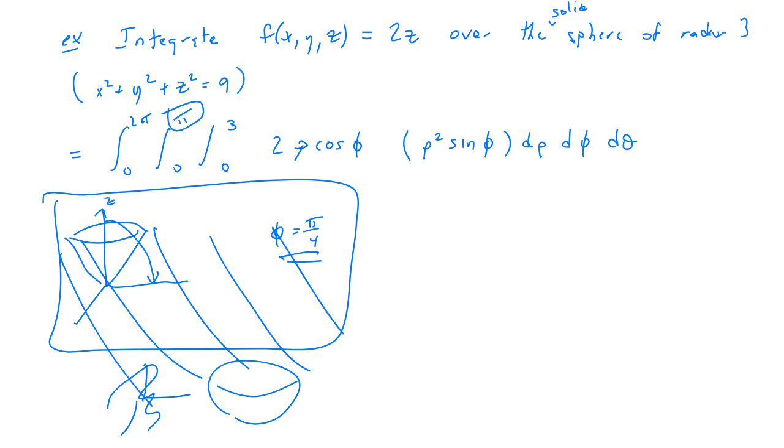Right, phi is always just going to be from 0 to pi. And a half sphere will be 0 to pi over 2, so it's a little weird. Right, so a half sphere will be 0 to pi over 2. That would be everything above the xy plane.